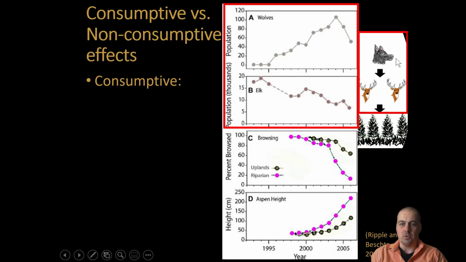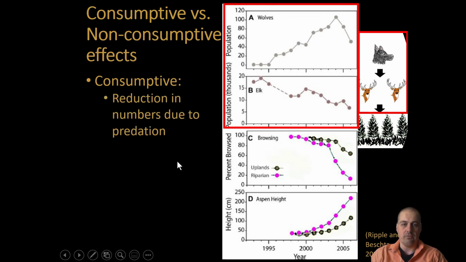So considering this with the trophic cascades that we've been talking about so far, if you look at the top 2 levels, elk are the primary food source for wolves. So it's really expected that as you increase the number of wolves, you're going to decrease the number of elk due to the fact that the wolves are eating the elk. And that is what a consumptive effect is. Reduction in numbers, specifically of elk, due to predation, specifically from wolves.